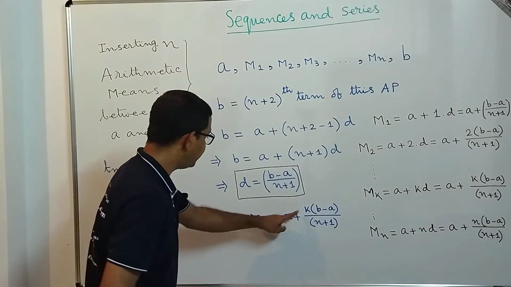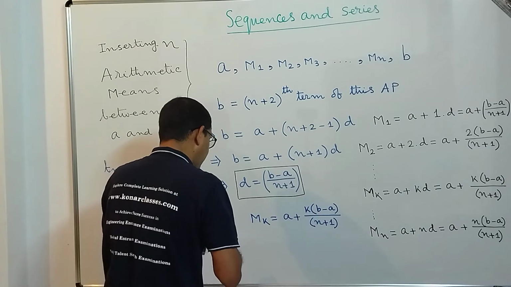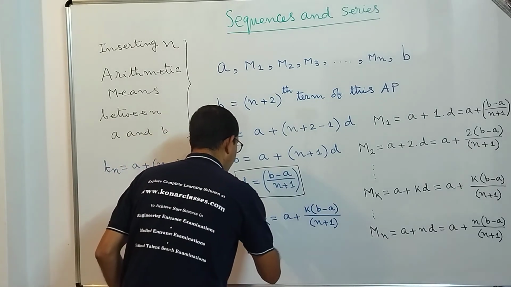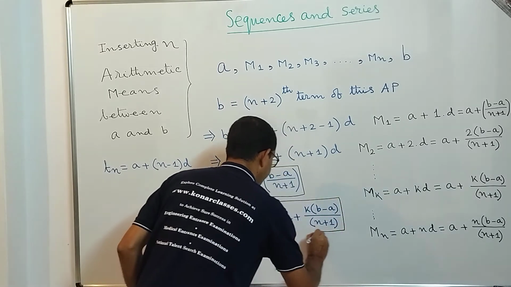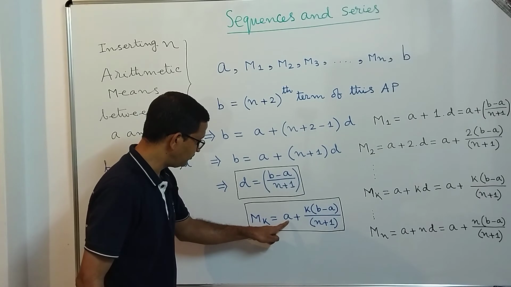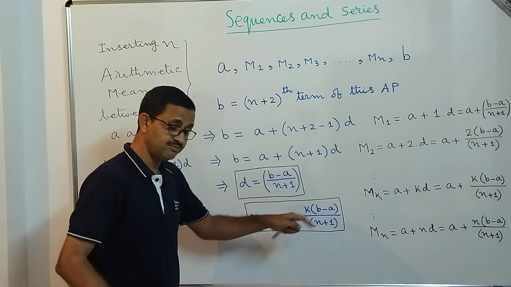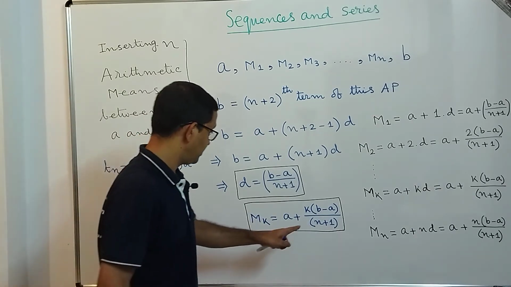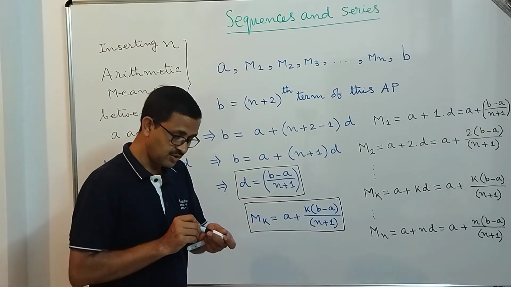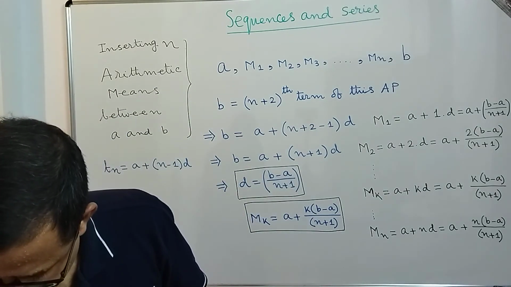Now you need to vary k from 1 to n. If you vary k from 1 to n, you are going to get the first arithmetic mean up to the nth arithmetic mean. The rest of the values you are aware of. A you are aware of, that is the first term. B you are aware of, that is the last term. N you are aware of, that is how many arithmetic means you need to insert. So let us solve one question and it will make our understanding absolutely clear.